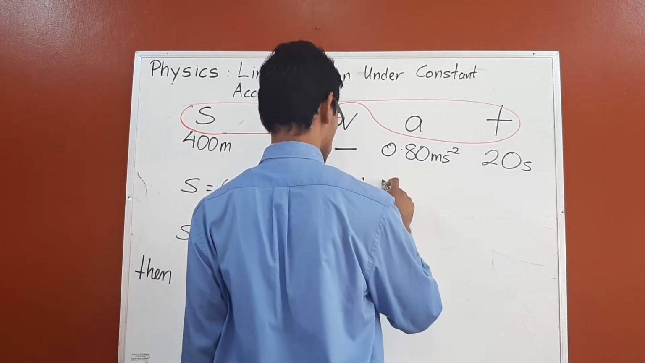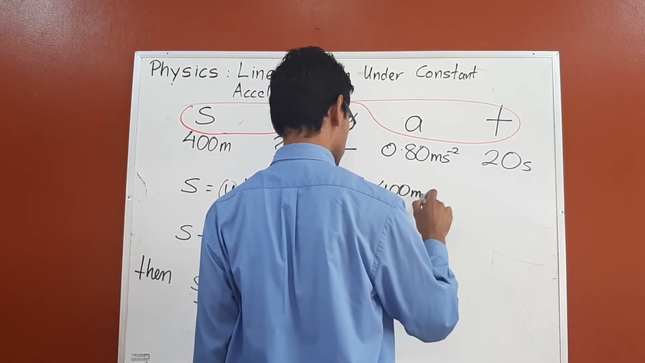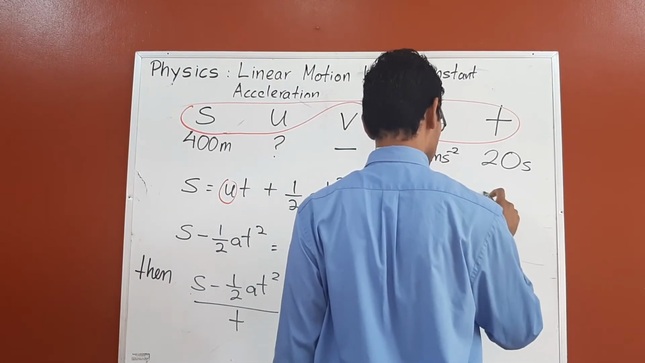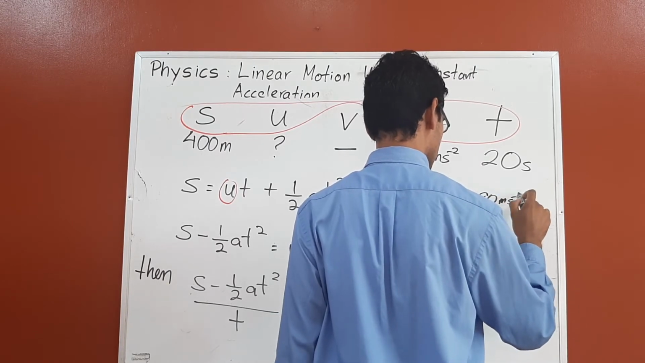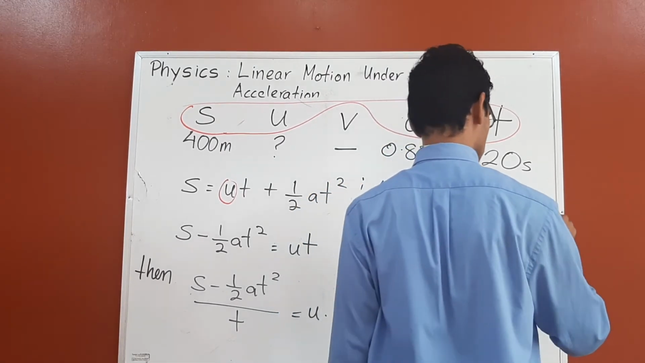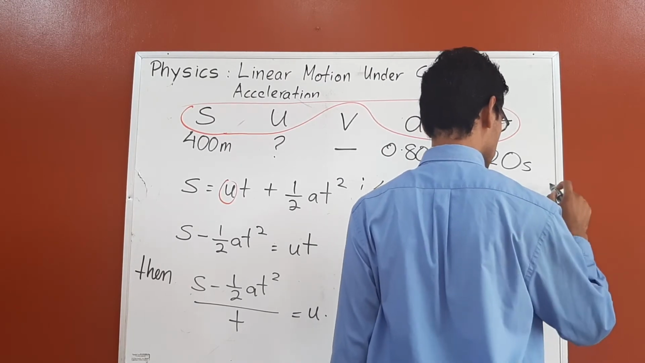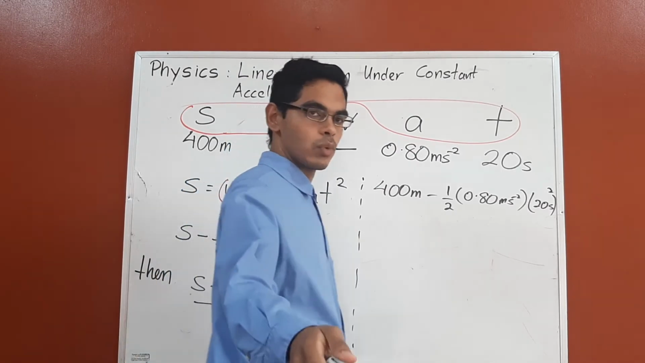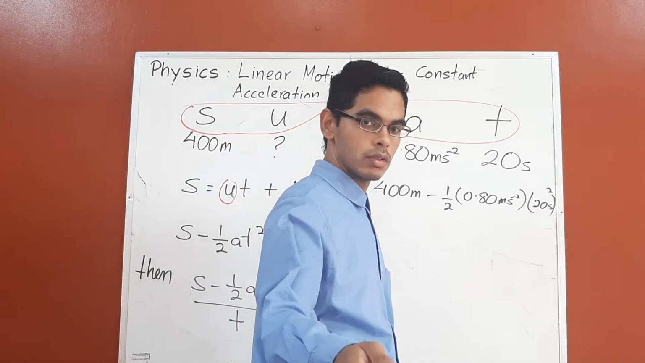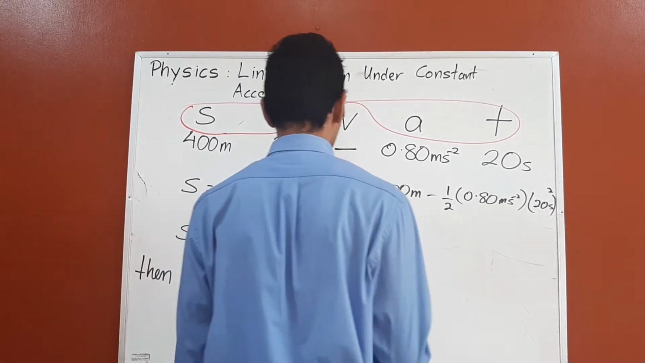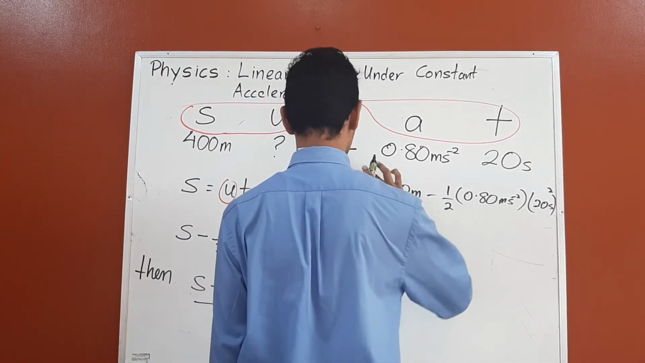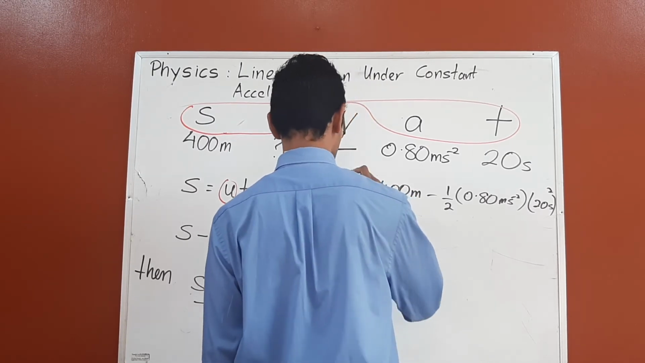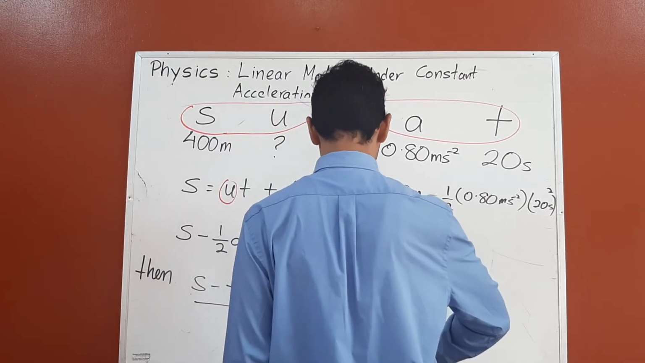Let's see. So we have 400 meters minus a half into 0.80 meters per second squared, times 20 seconds all squared. What is 20 squared? 400, right. Oh, right. Where's my minus? That is equal to U, right. Cannot forget minus.